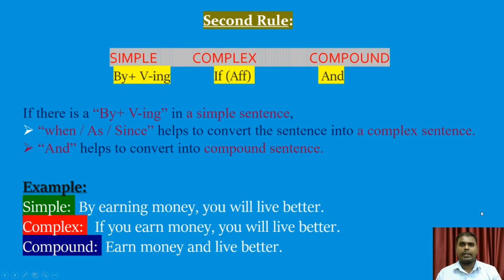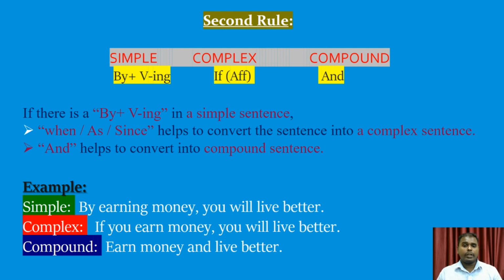Now if you look into the second rule. If the simple sentence starts with by plus the present participle form of the verb, then the simple sentence can be converted into complex and compound by using several conjunctions. If you want to convert this type of simple sentence into complex, we can use subordinating conjunctions like when, as or since. You can also use another subordinating conjunction, if, but that if statement should be in affirmative form, not in a negative statement, okay? Also, this type of simple sentence can be converted into a compound sentence by using the coordinating conjunction and. So look at the example.